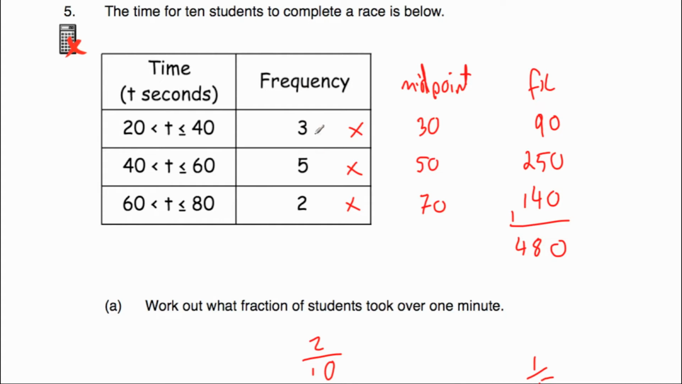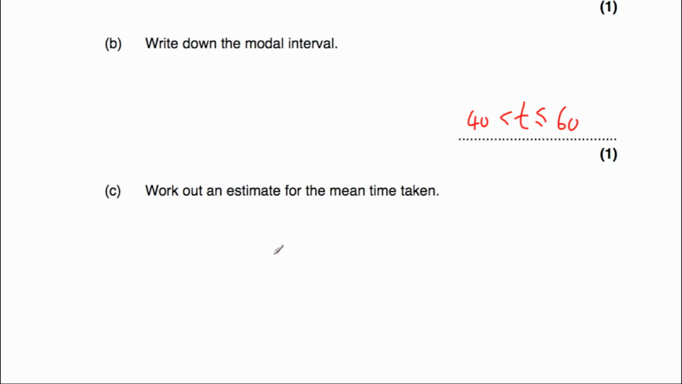Our frequencies, well, if we add those up, we'll see how many students there were. Now it does say in the question there was 10 students, so if we do 3 plus 5, that's 8, plus 2 is 10 students. Fantastic. Now we just need to do the sum of the fx, 480, divided by the sum of the frequency, 10. So 480 divided by 10 is equal to 48 seconds. So that's the mean time taken for the students to complete the race.